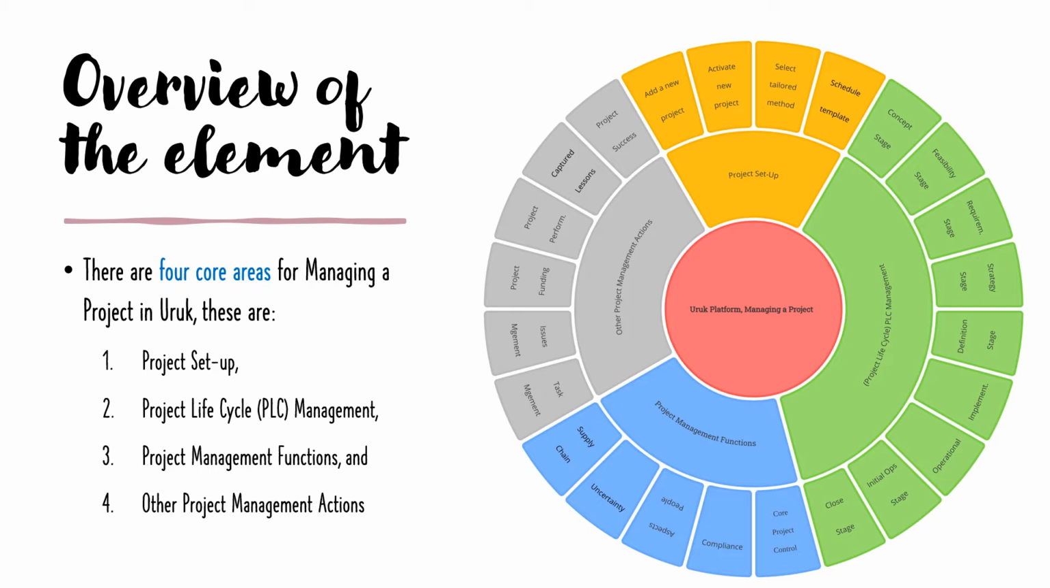And what we're showing here is only the high level. We will show more detail later. And there are other project management actions. These are the type of actions that have to happen on a project as we manage it from concept to closure. So 4 areas: setup, PLC management, managing the project management function, and there are some other actions that are needed.